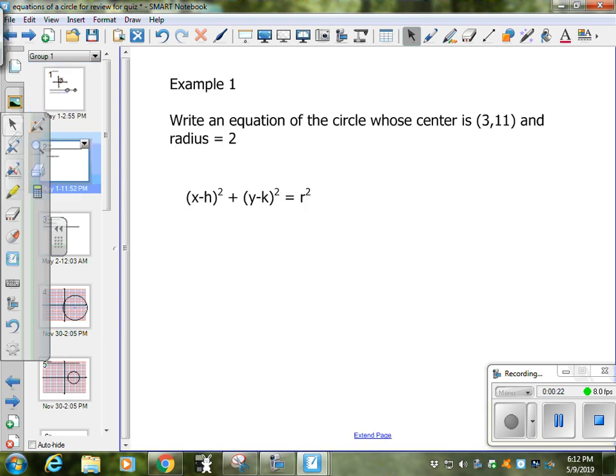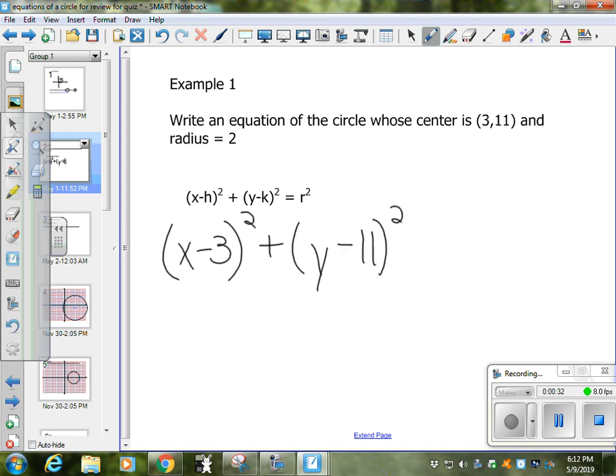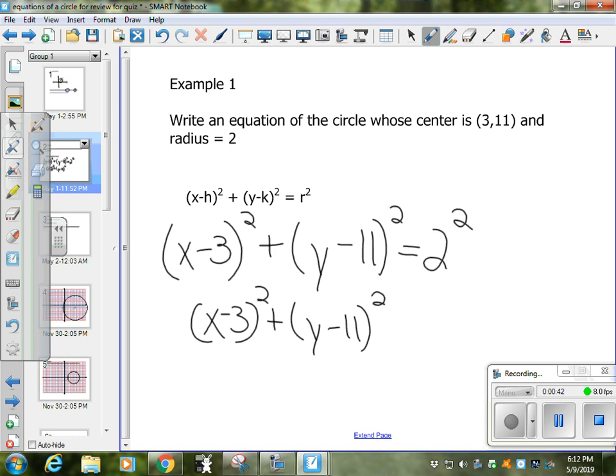Writing the equation, if I give you the center and the radius, remember you just take the opposite. x minus 3 is the opposite, y minus 11, opposite, equals 2 squared, which would make that 4. So when you write your final answer, it looks like that. If I give you the center and the radius, you should be able to write the equation.